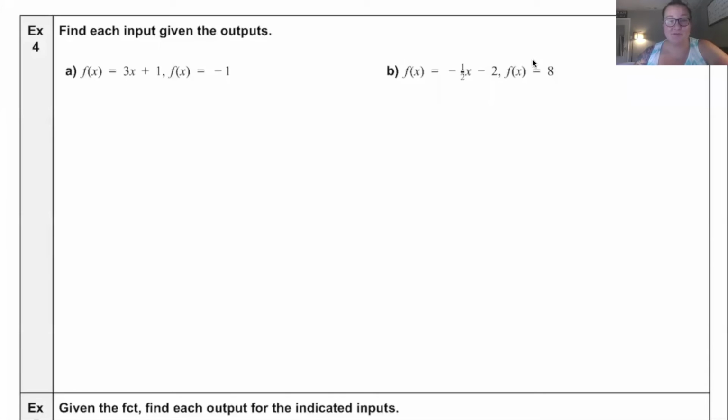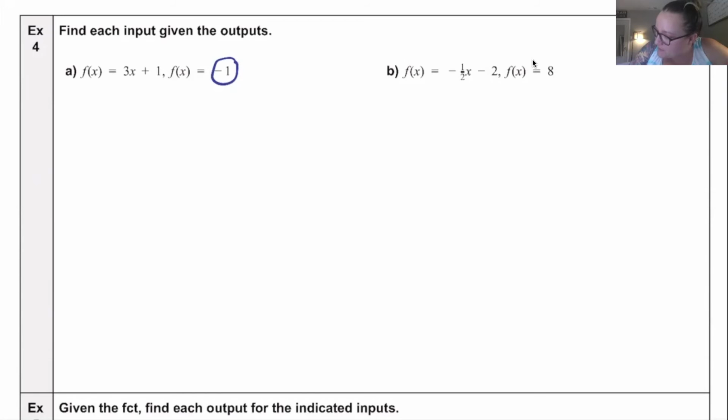Moving on to example 4. So in example 4, it's a little different than example 3. In example 3, we were given the inputs and then we needed to find the outputs. But for this example, we're given the output and we need to find the input that would give us that output. So for f of x equals 3x plus 1, f of x equals -1. So we're going to find the input that gives us -1 as the output.